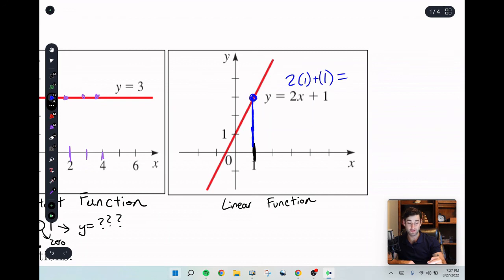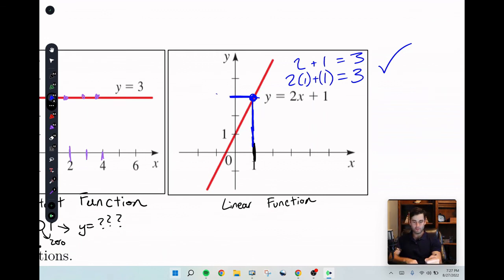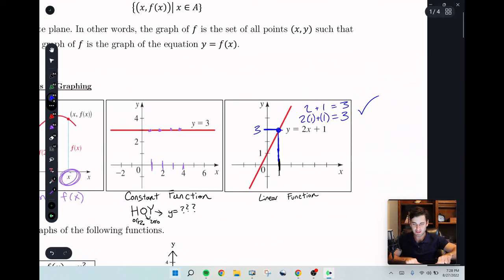Looks like 3 on the graph, but let's check it and see. 2 times 1 is 2, plus 1 is 3. Check. That looks good to me. On that graph, the x of 1 hits the y of 3, perfect. I bet if you check that for every single point, it would work out.